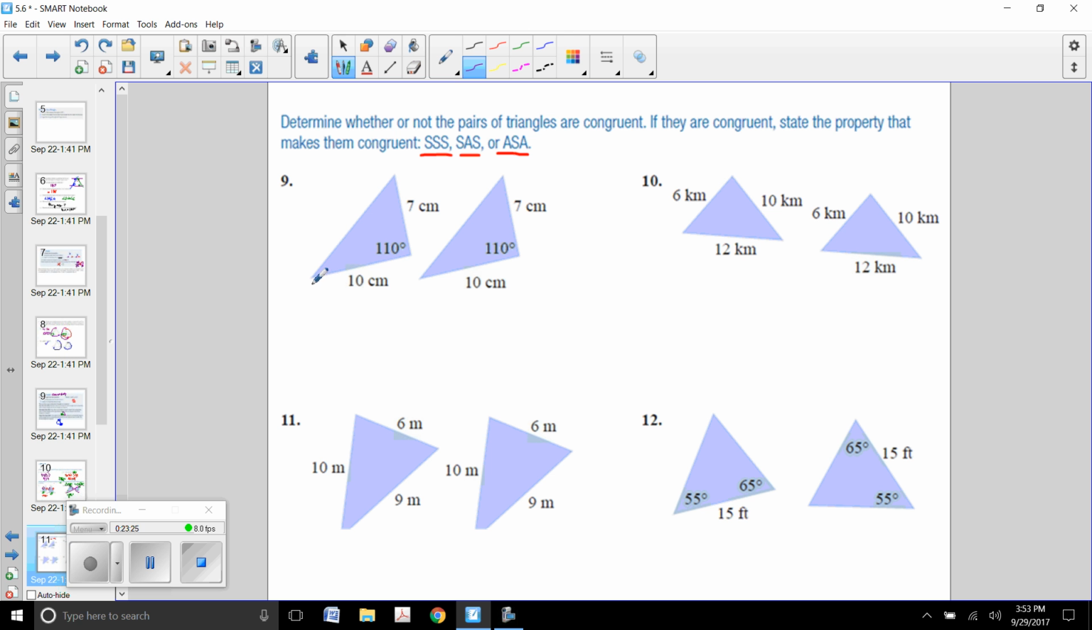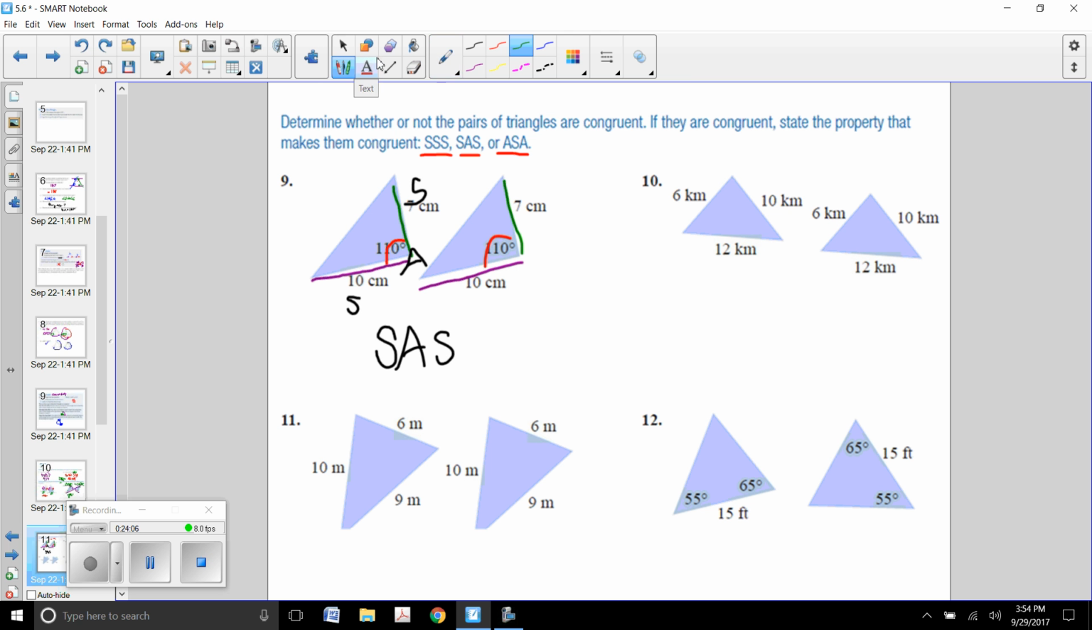So here we have 10, and if we keep going counterclockwise, we have an angle of 110, and then we have a side length of 7. So we have a side, an angle, and a side. So SAS, side angle side, is one of those. So that's what we're checking for. And we can see that, yes, this one follows that exact same pattern. Side, angle, side. So that's our side angle side property.